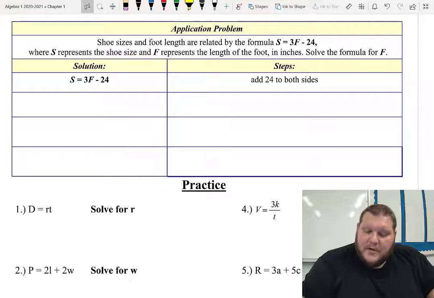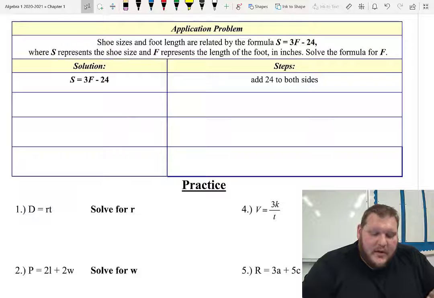So if you could measure your foot, you would multiply that measurement times 3 and then subtract 24, and that theoretically is your shoe size. If you were trying to find a rearranged equation for this, where instead you wanted to estimate how long someone's foot was based on what size shoe they wore, you would be able to rearrange this equation to get F by itself so that your answer would be your length of the foot.